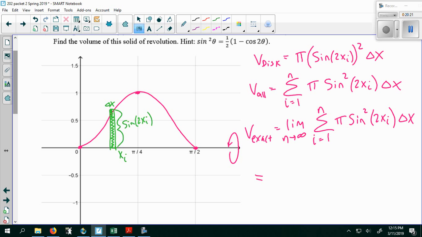That is the definition of an integral. Translate by dropping the subscript i's and change the delta x to a dx. So this is pi times sine squared of 2x dx. And my bounds of integration, I have rectangles that I'm sweeping around the x-axis to form all these disks. I'm stacking up these disks starting at x equals 0 and going to pi over 2. 0 to pi over 2.